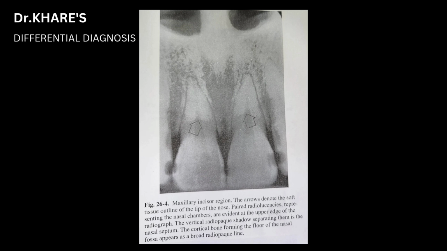This is the maxillary radiograph of the maxillary incisor region. The arrow denotes the soft tissue outline of the tip of the nose. Paired radiolucencies representing the nasal chamber are evident at the upper edge of the radiograph. The vertical radio-opaque shadow separating them is the nasal septum. The cortical bone forming the floor of the nasal fossa appears as a broad radio-opaque line.